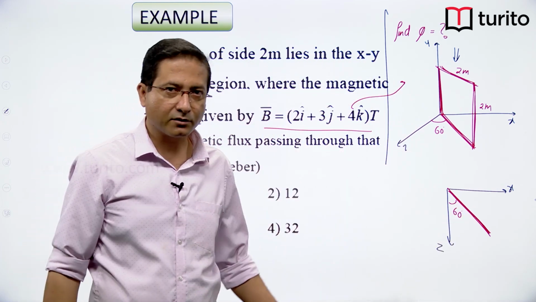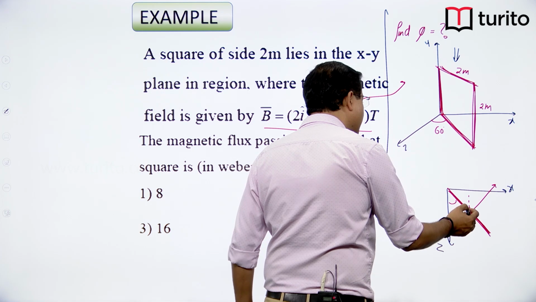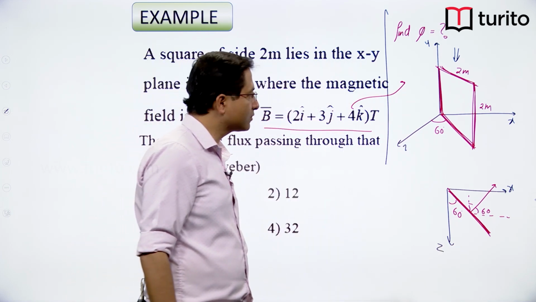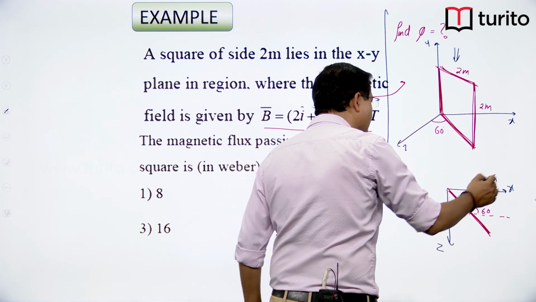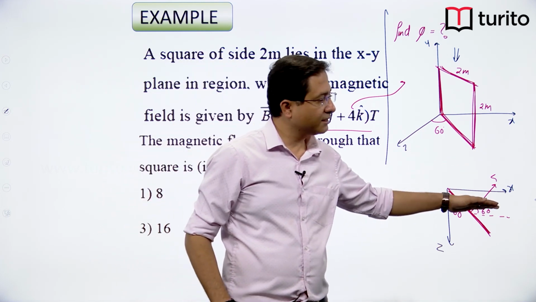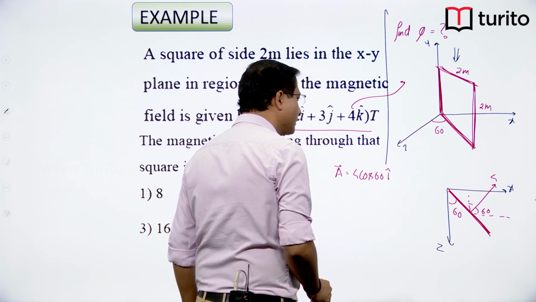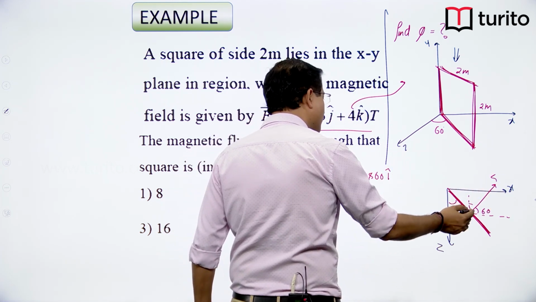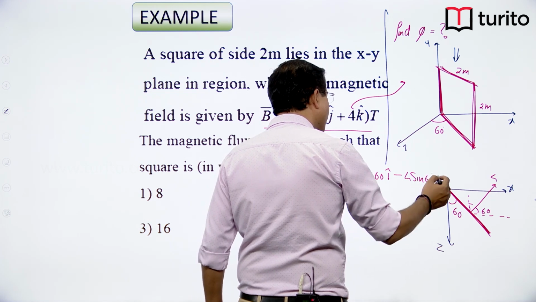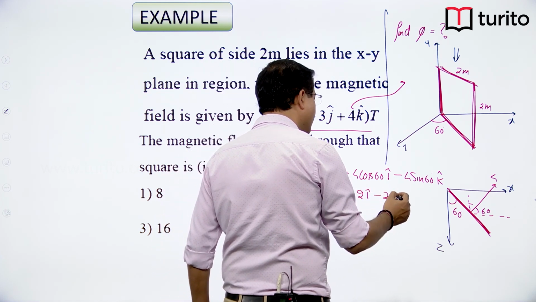What is the direction of area vector for this one? Perpendicular to the plane. So, area vector will be something like this. Okay, if this angle is 60, this will be 60, this will be 30, this will be 60. And the magnitude of this one is 4, 2 cross 2, 4. So, area vector, now I can write 4 cos 60 degree i cap, 4 sin 60 degree minus k cap. So, this will become 2 i cap minus 2 root 3 k cap.